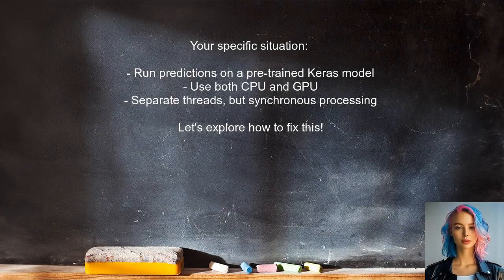Let's take a closer look at your specific situation. You want to run predictions on a pre-trained Keras model using both the CPU and GPU. You've tried creating separate threads for each device, but it seems like the batches are being processed synchronously. Sound familiar? Let's explore how to fix this.